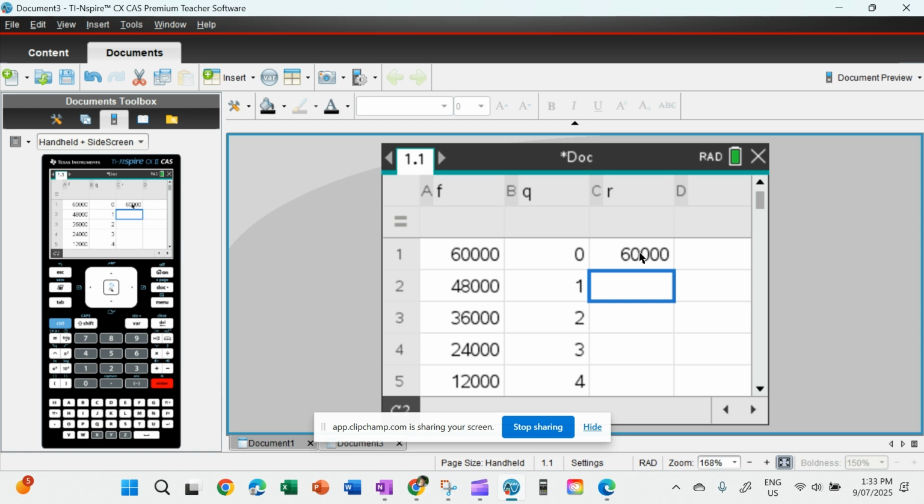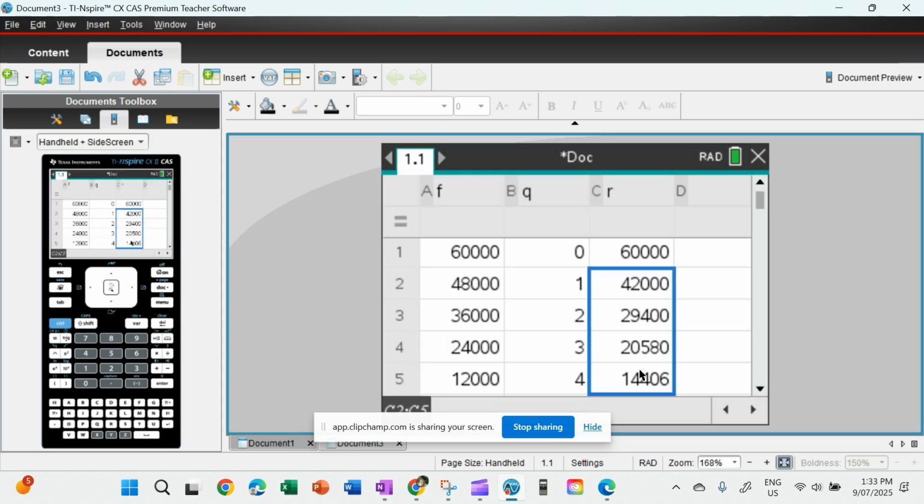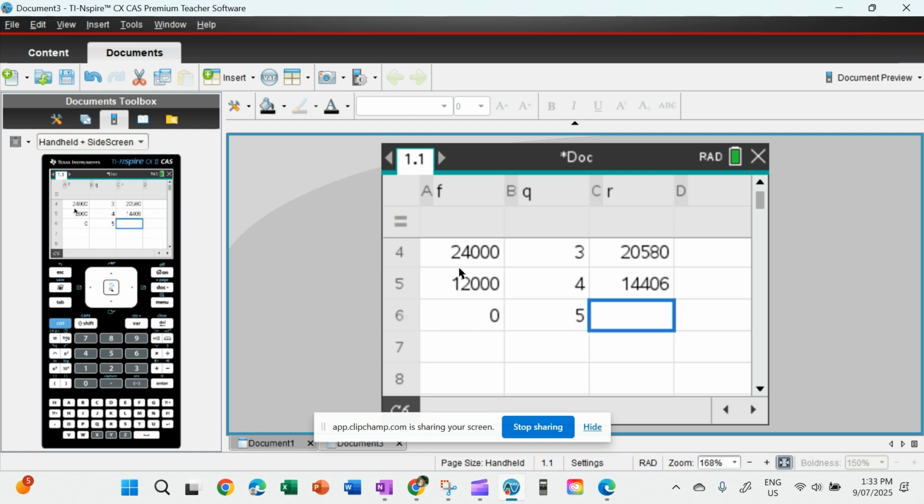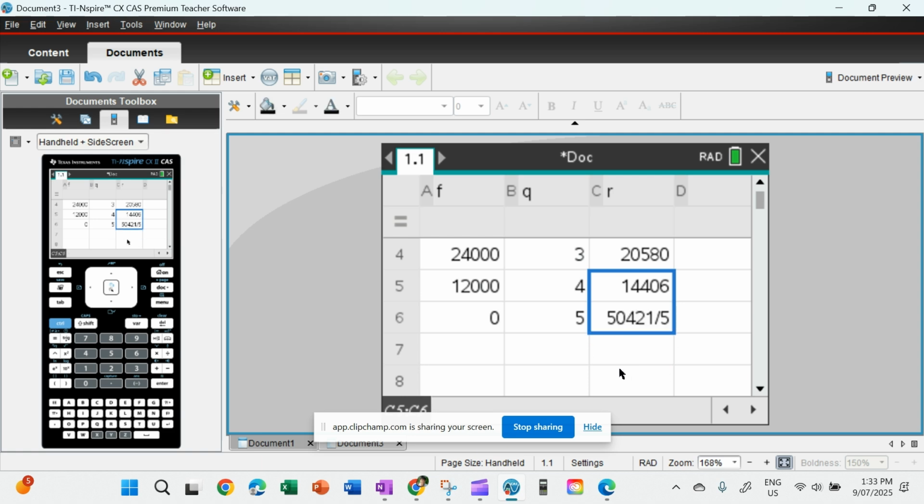We start with $60,000, and that equals 0.7 multiplied by the previous value. So we're reducing that, fill down, and keep going one more, fill again, and once we have that, that's the 5 years.